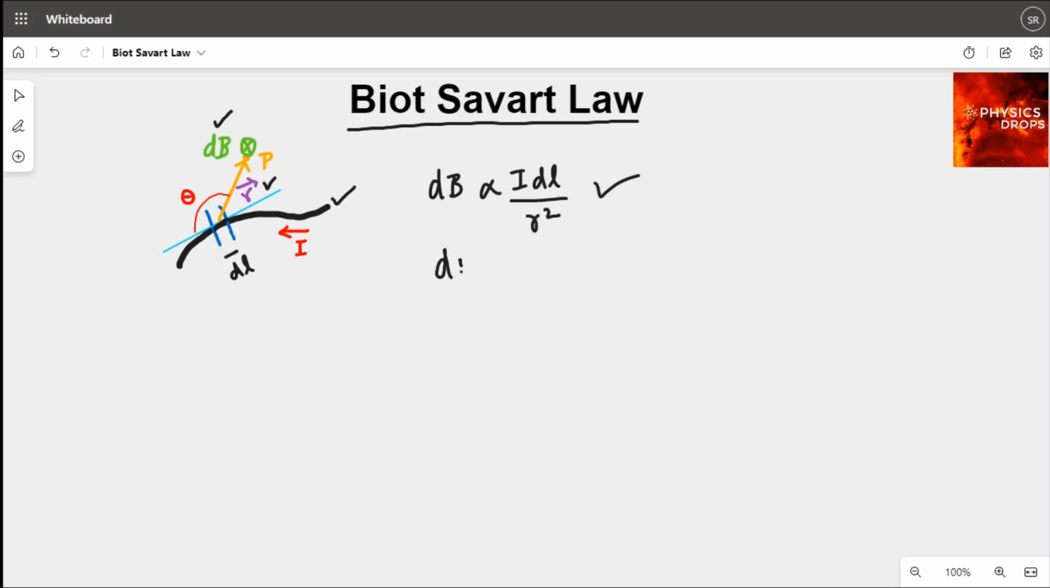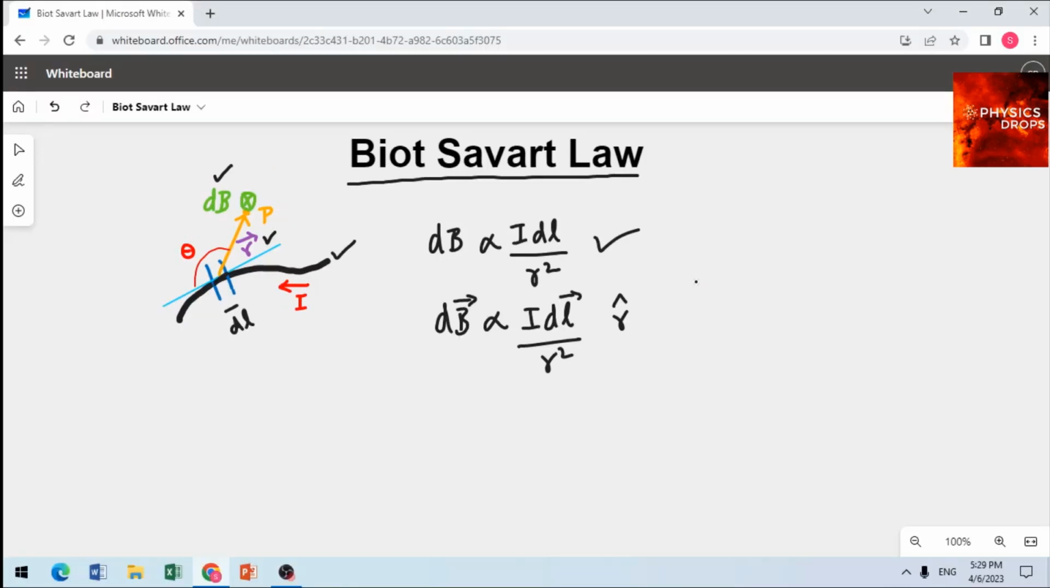In vector, this becomes a dB vector. It's directly proportional to I, and the length becomes dl vector, and we have r square. But for converting this to vector, we can multiply this by the unit vector r cap, in the direction of r. For any vector, when we multiply the magnitude by the unit vector, we get the actual vector. What I mean is, in this case, let's consider the magnitude of the vector r. When we multiply it by the unit vector in the direction r cap, then we get r vector.